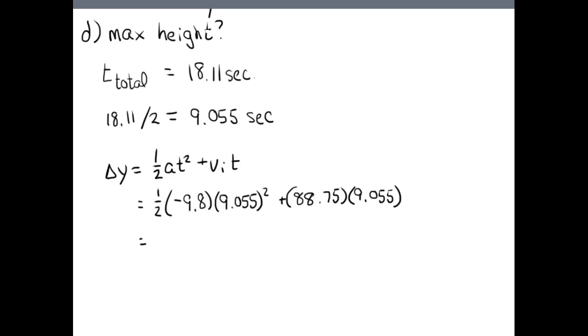Some folks I did see forgot that this was a negative and just added them together. It shouldn't be crazy big. It's going to be pretty big for an arrow. I got about 401.86 meters for my delta y. Goes up a little under half a kilometer. But then again, it's Hawkeye and he's a superhero.